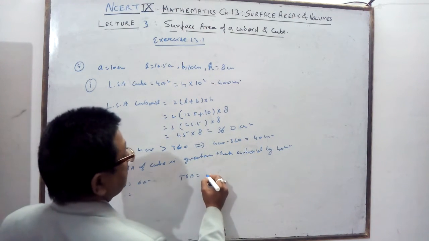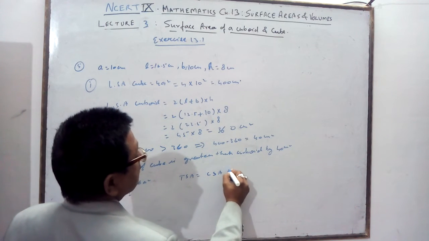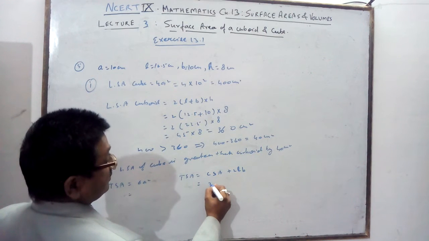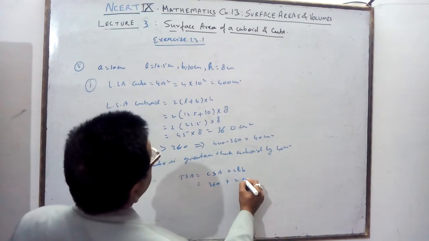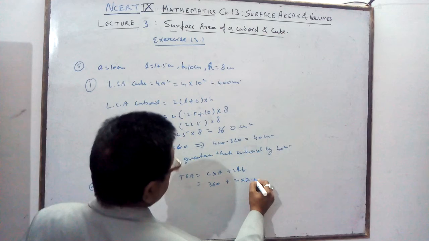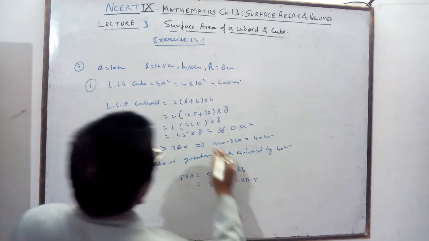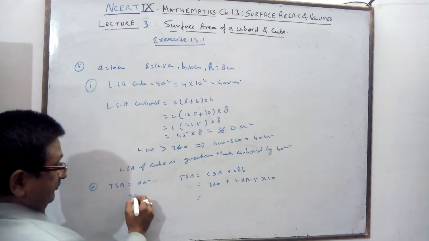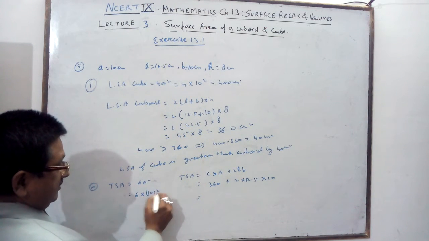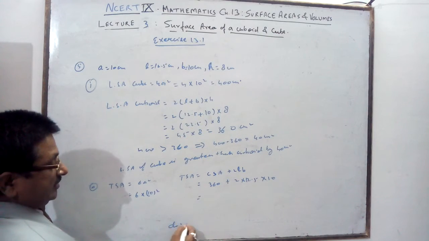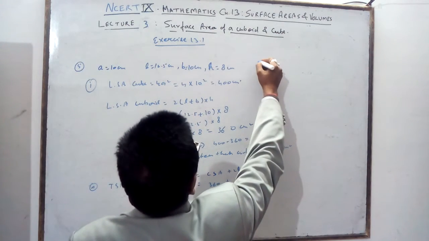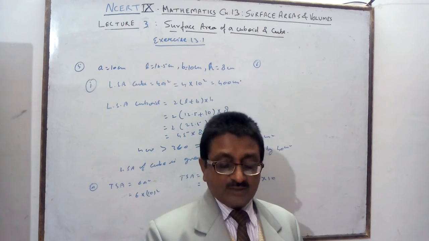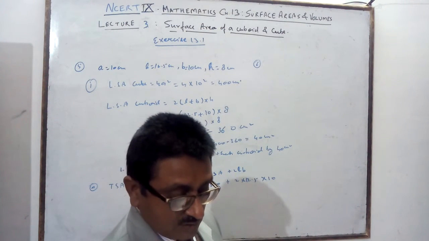This is easy. It is CSA plus 2 into LB. What are you getting for CSA here? 360 plus 2 into 12.5 into 10, that will add. And here it will be 6 into 10 square. Then you compare which is smaller and find the difference. Like this you can do it. Subtract both, and write down which has the smaller surface area.